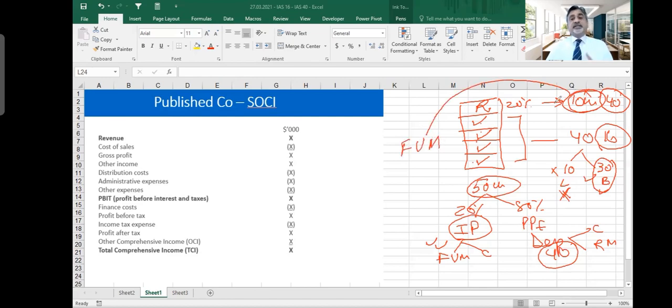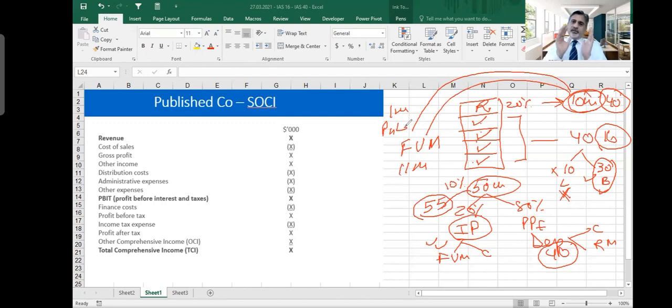Let's suppose they say that this 50 million property goes to 55 million. If they tell you that the 50 million property becomes 55 million overall, you can see that there is a 10% increase. So if there is a 10% increase, then this 10 million will become 11 million. As a result, 1 million will go to P&L.